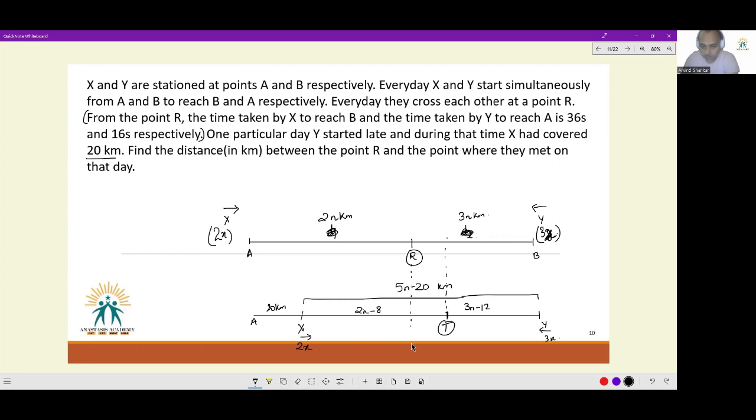This entire distance was 3n earlier, but where they are meeting this day is 3n minus 12. So this gap here has to be 12, or this entire gap between R and T is 12 kilometers, or this entire gap A to R is 2n.